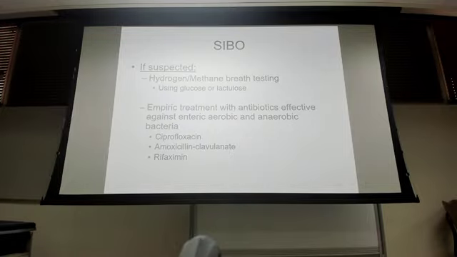How do we treat it? Usually empiric antibiotics, which will cover enteric, aerobic, and anaerobic bacteria. So Cipro, Augmentin, rifaximin. For SIBO, I would just know what it is, and that it is a malabsorption issue in the small intestine, and that we would treat with antibiotics if your patient has SIBO.